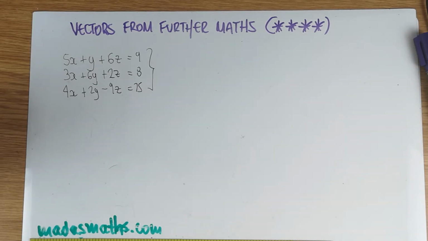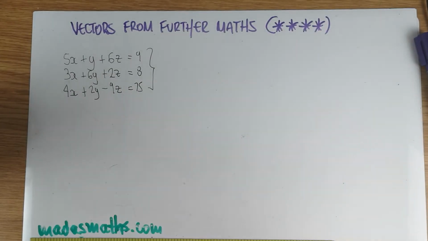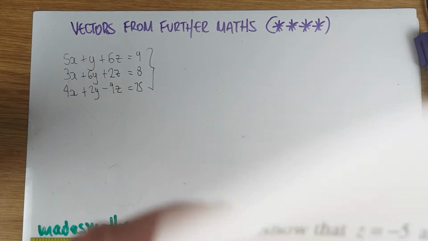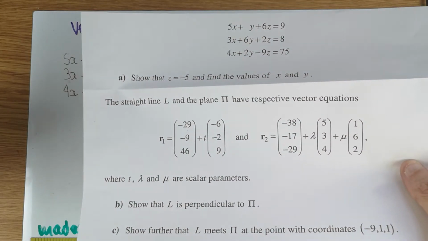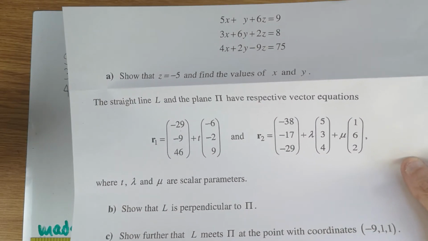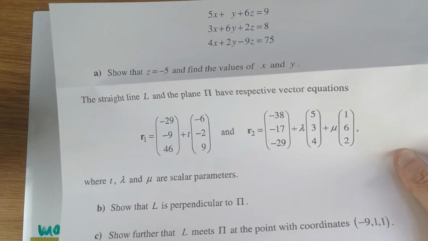Hello and welcome. We're returning into further maths, and we've got a vector question which I put into one of my FP1 papers that I uploaded. I think this question is already up there, but I can't remember the paper. I don't think it's one of the harder papers. I think it's I, J, K or one of these papers.